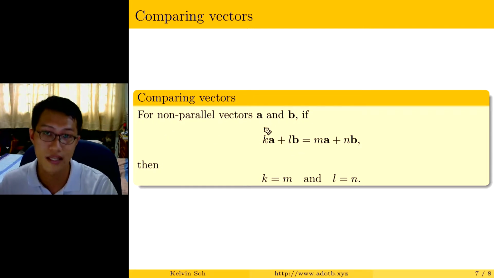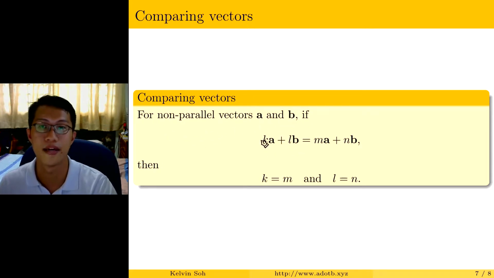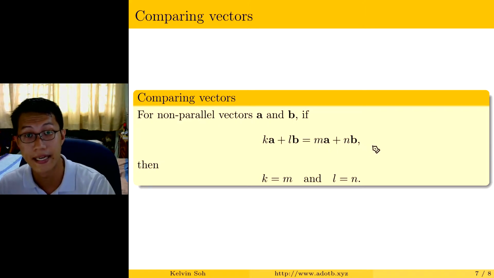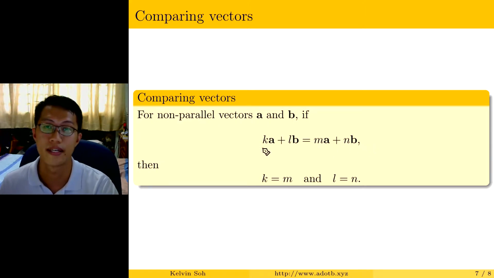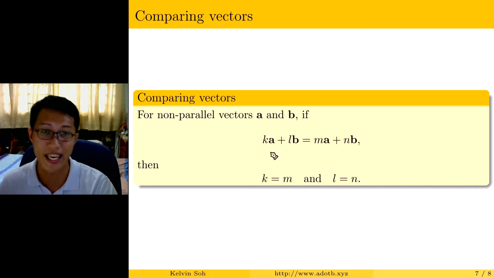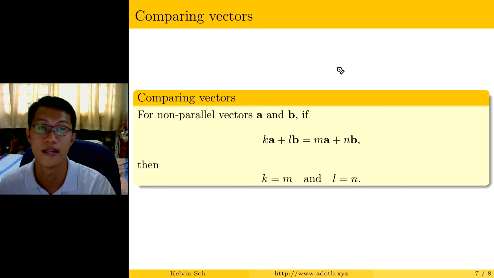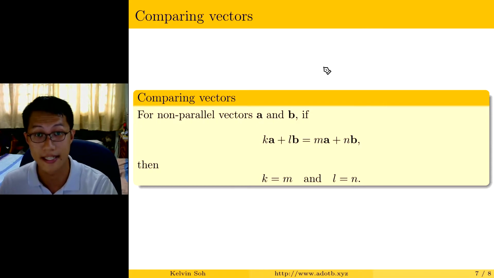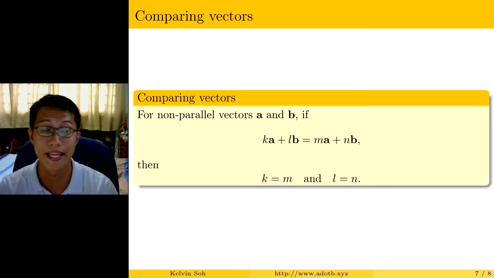Given two non-parallel vectors A and B, suppose we form an equation that kA plus lB equals mA plus nB. In such a case, k will be equal to m, the coefficient of A, and l will be equal to n. This is similar to the concept of comparing coefficients we may have seen earlier in the study of polynomials and surds. So these are the main concepts encountered in the first part of vectors.